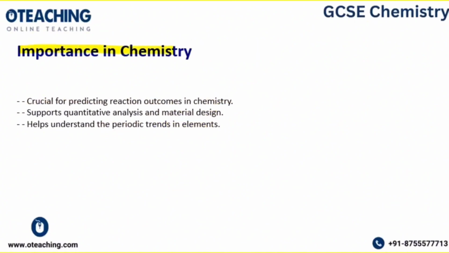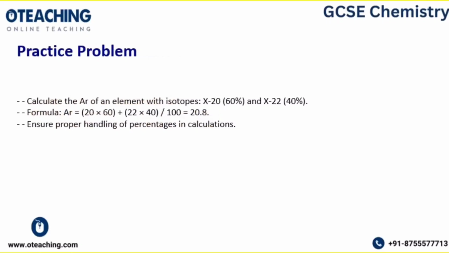Importance in chemistry includes being crucial for predicting reaction outcomes, because it requires stoichiometry. So we need to consider this for predicting the reaction outcomes. It supports qualitative analysis and material design, and helps us to understand the periodic trends in the elements in the periodic table. Now, one practice problem is given here.